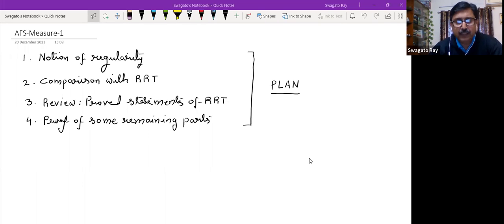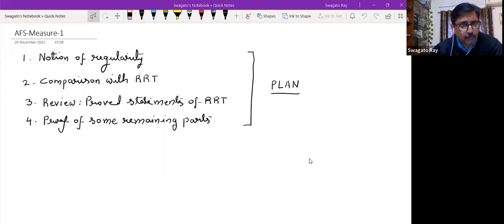You have actually seen the notion of regularity of a measure that appears in the statement of the Riesz representation theorem itself. But to bring it into focus, I will state it precisely. What do we mean by regularity of a measure? And then we will compare this notion of regularity with the statement of the Riesz representation theorem. That is the second point which you see in the slide, comparison with RRT. That what exactly the Riesz representation theorem gives us in terms of regularity.